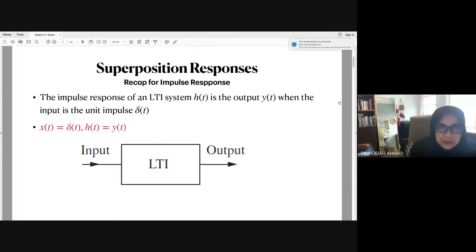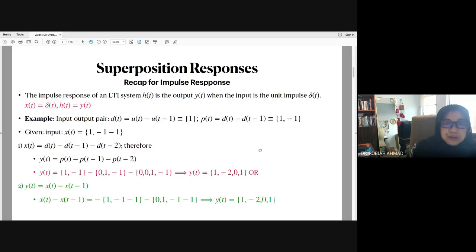So today we continue with more examples on superposition responses, and then next week we'll go into convolutions. As we can remember, this is what we learned on Monday, basically on the impulse response of an LTI system, where the output is equal to h(t) with the input of an impulse.